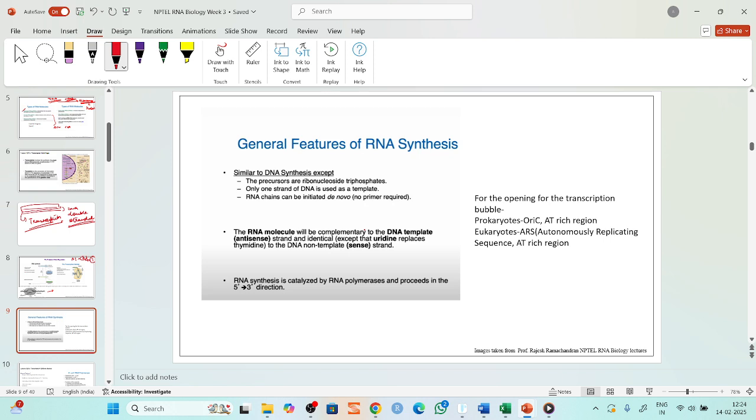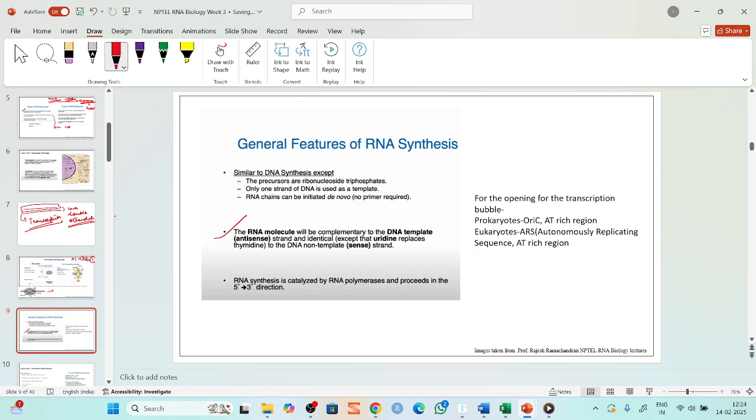Then RNA chains can be initiated de novo. That means primer is not required here. So when you are doing DNA synthesis, your primer is needed, but in the case of RNA, primer is not needed. Then the RNA molecule will be complementary to the DNA template and identical to the DNA non-template. Okay, this is also important to understand.